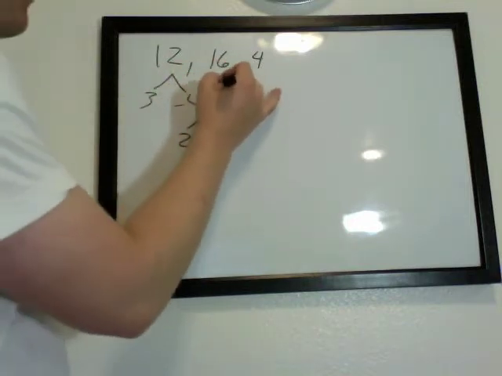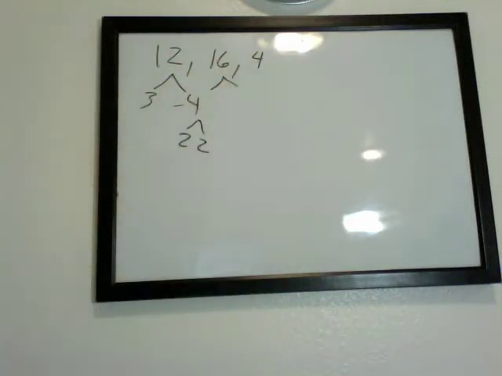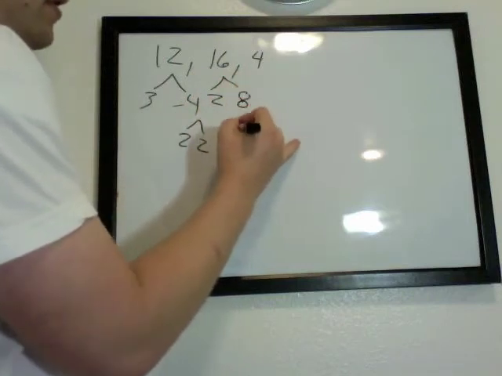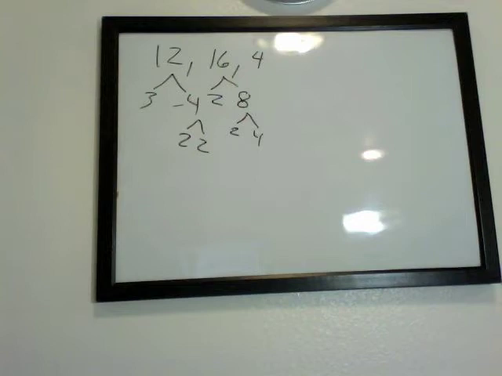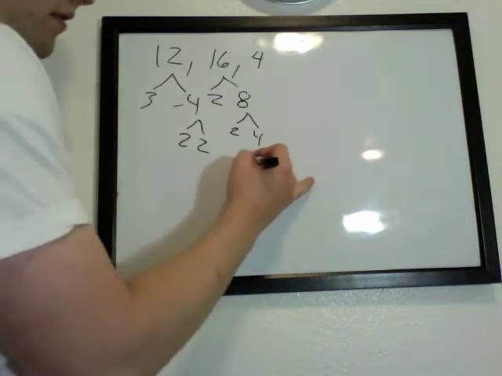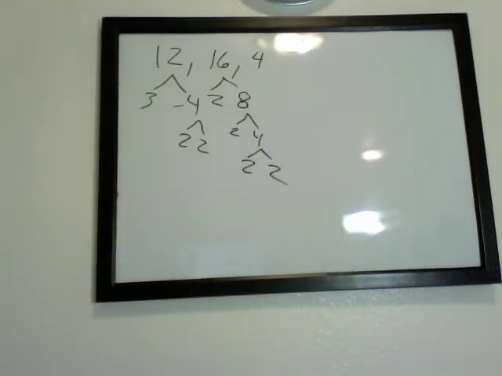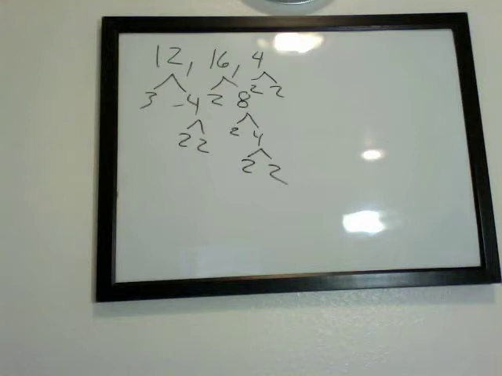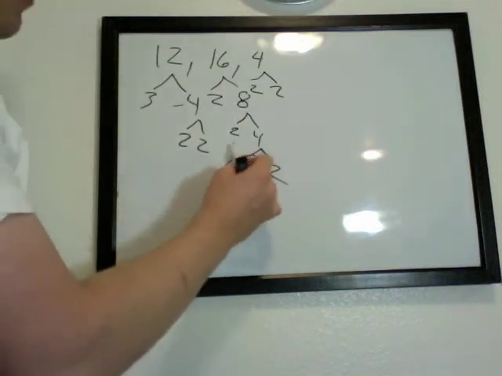Let's break 16 apart. 2 and 8, maybe? Yeah, that sounds good. This is 2 and 4. And this is 2 and 2. Okay, and 4 breaks into 2 and 2. This is very interesting. Now let's circle the primes for each one.